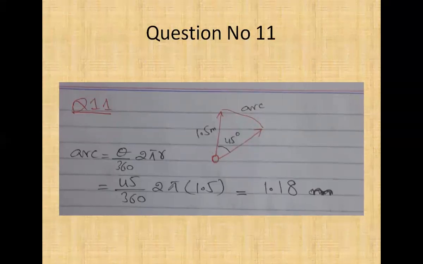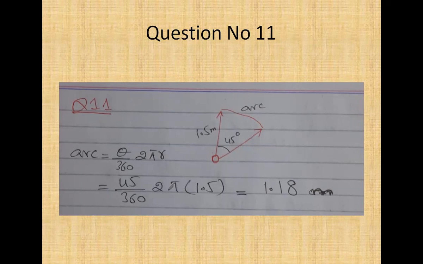So question number 11, the radius is 1.5 meter, the arc length we don't know, and the angle is 45. So you know that arc is equal to theta by 360 times 2 pi r. So 45 divided by 360 multiply 2 multiply pi multiply 1.5, and that will be approximately 1.18 meter. So the arc of this sector will be 1.18 meter.